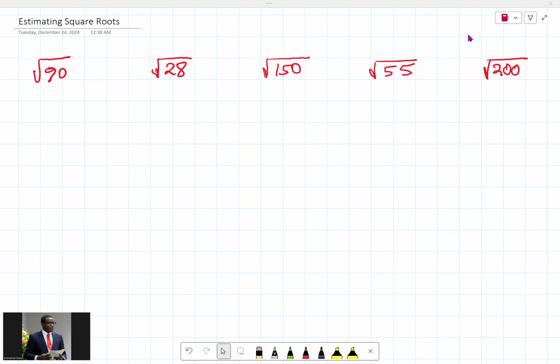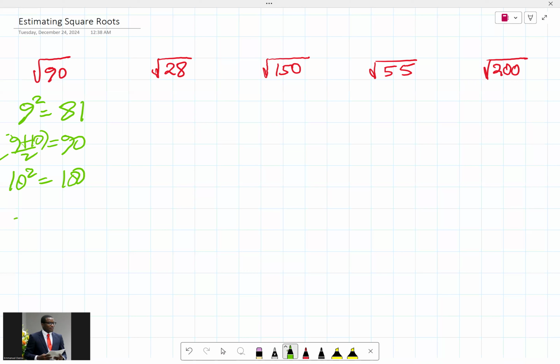Today we are estimating square roots. Now, if you look at 90, you know that after 90 is 100, and 10 squared is what gives you 100, right? So automatically, you would also know that 9 squared gives you 81. And then 10 squared gives you 100, right? So it means that 90 should be something between 9 and 10, something close to the average, 9 plus 10 divided by 2.